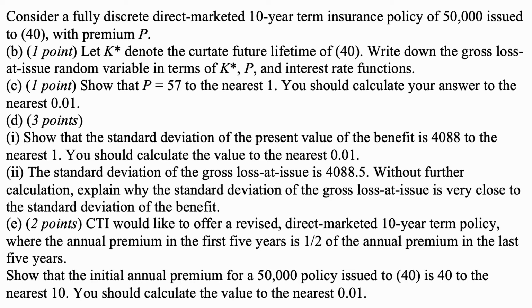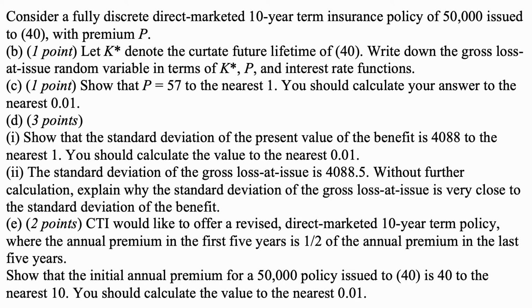Question D. First part. Show that the standard deviation of the present value of the benefit is 4088 to the nearest 1. You should calculate the value to the nearest 0.01. Second part. The standard deviation of the gross loss at issue is 4088.5. Without further calculation, explain why the standard deviation of the gross loss at issue is very close to the standard deviation of the benefit.